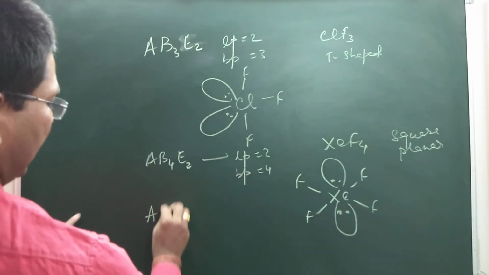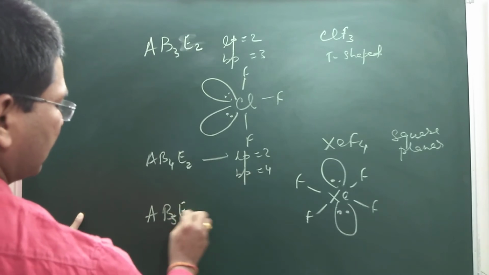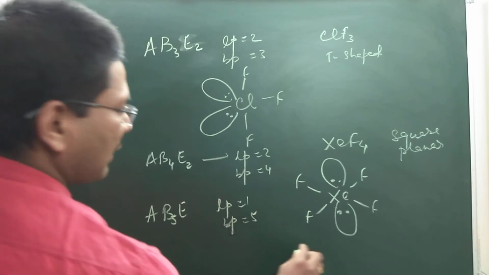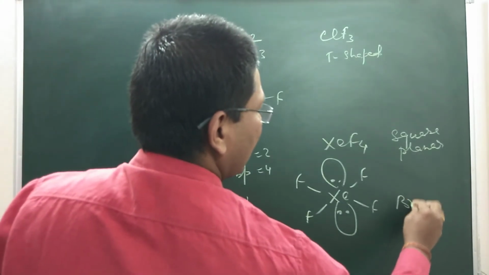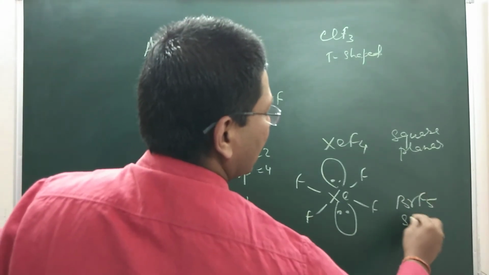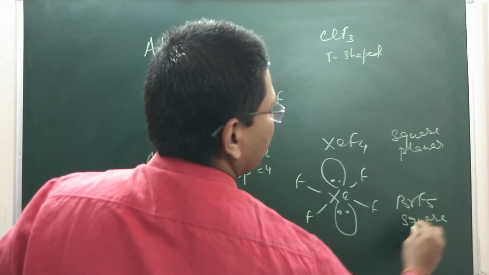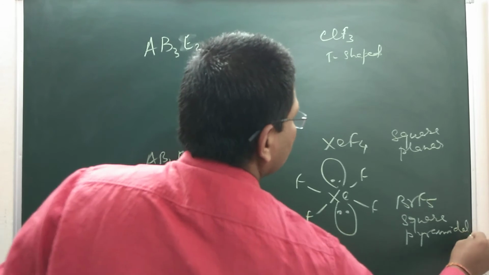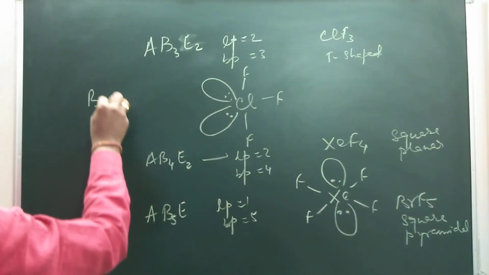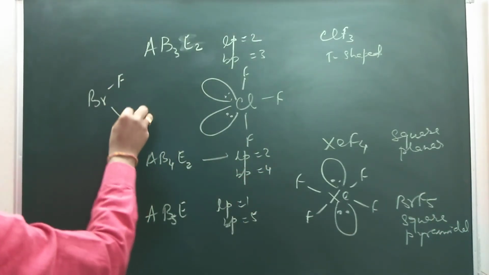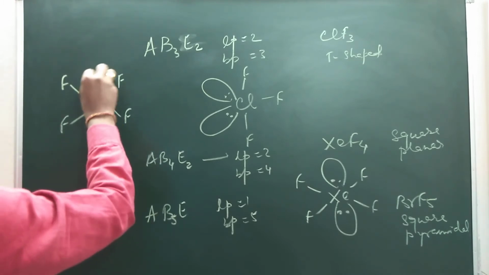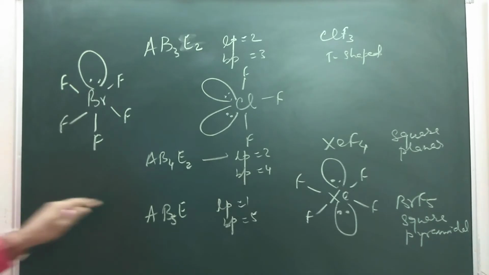Next is AB5E type. That means lone pair is 1 but bond pairs are 5 in number. A common example is BrF5. It is square pyramidal. So if you want to see the shape of BrF5: Br, fluorine, fluorine, fluorine, fluorine, fluorine and 1 lone pair. So it is of the AB5E type.